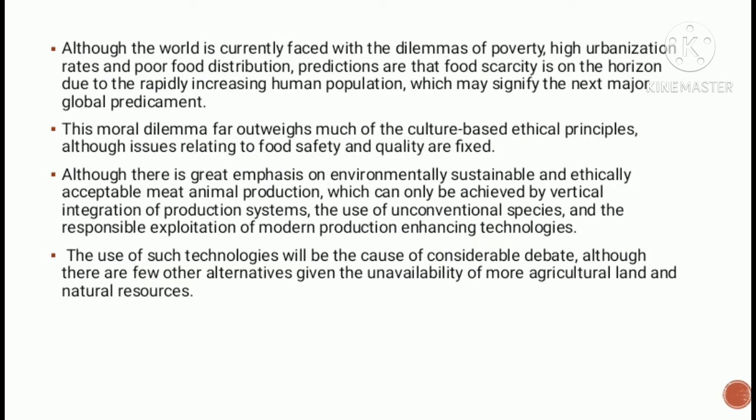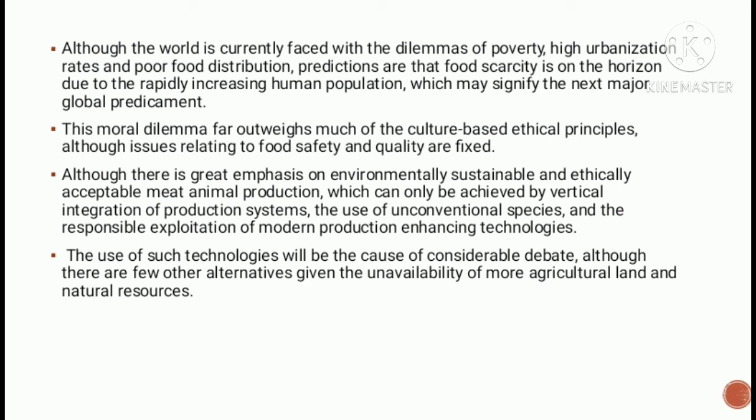Although the world is currently faced with the dilemmas of poverty, high urbanization rates, and poor food distribution, predictions are that food scarcity is on the horizon due to the rapidly increasing human population, which may signify the next major global predicament. This moral dilemma far outweighs much of the culture-based ethical principles, although issues relating to food safety and quality are fixed.